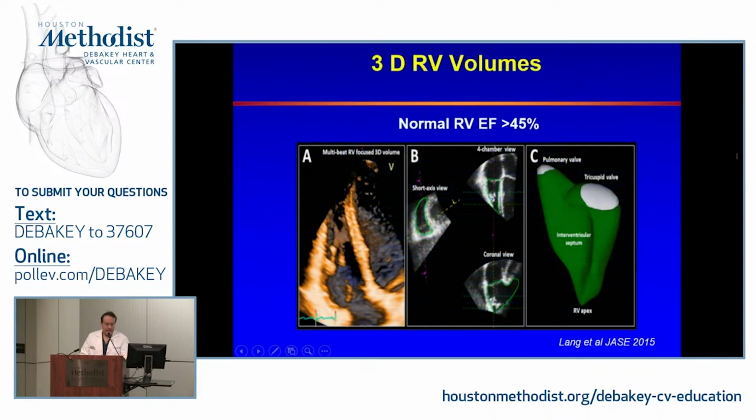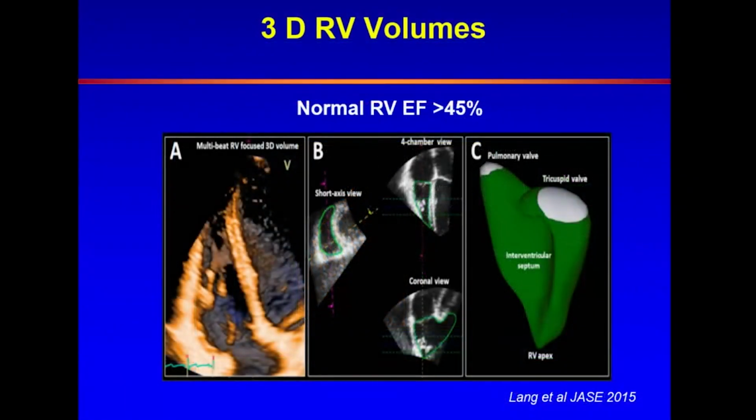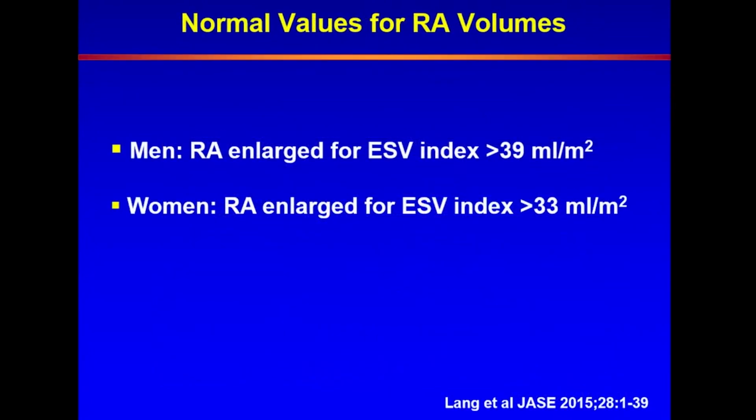Before we leave the 3D, just to give you quick numbers, and again, I'll show them at the end, these are numbers that you should memorize and become familiar with. The upper limit of normal RV end diastolic volume index for men is 87 ml per meter squared. For women, it's 74. For end systolic volumes, it's 44 and 36 respectively. For EF, the lower limit for 3D RVEF is 45%.